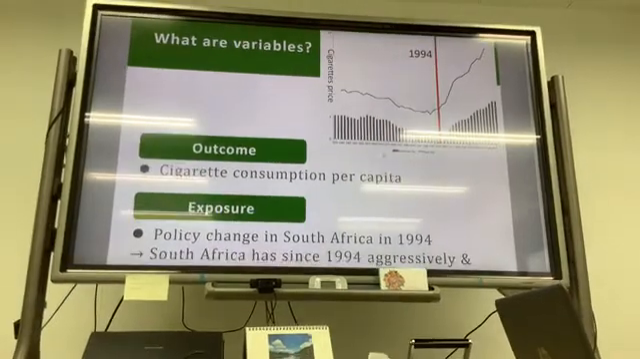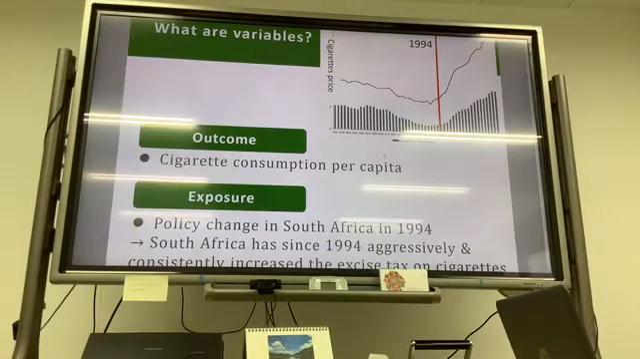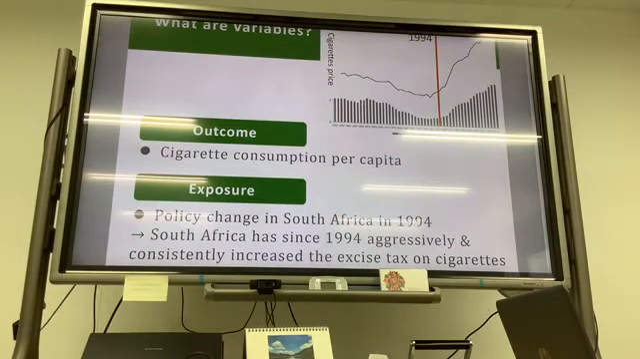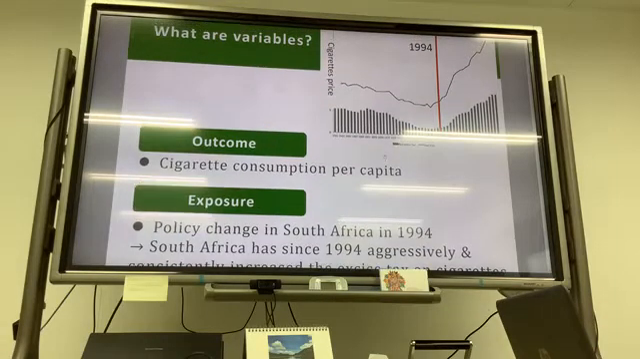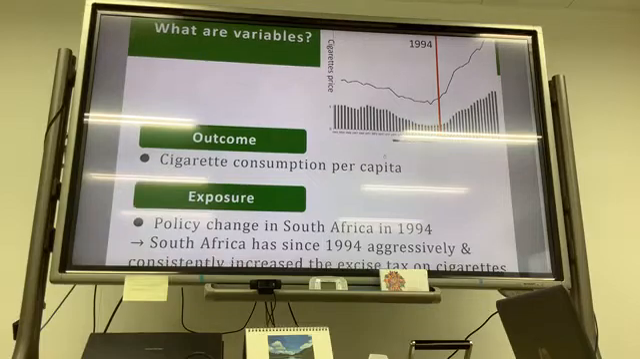And as for outcome, they selected cigarette consumption per capita. And as for exposure, policy change in South Africa in 1994 was selected. As shown in the figure right there, South Africa has since 1994 aggressively and consistently increased the excise tax on cigarettes.